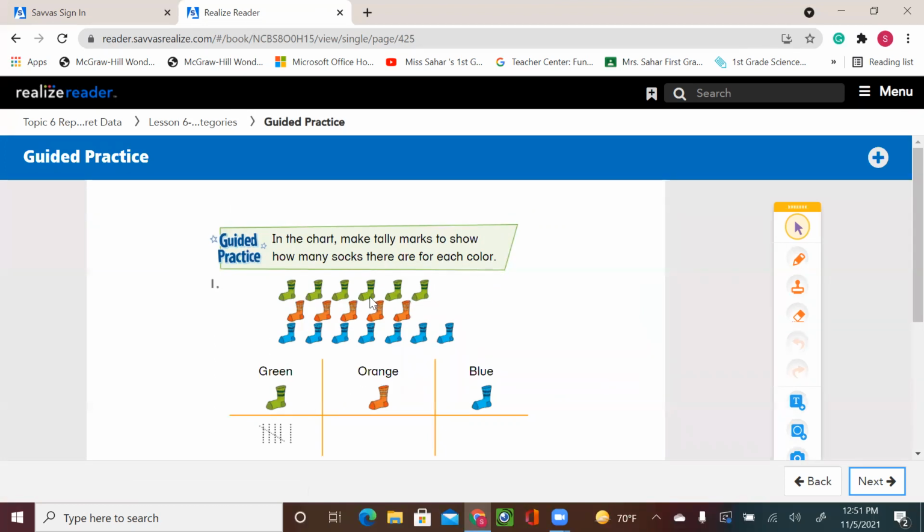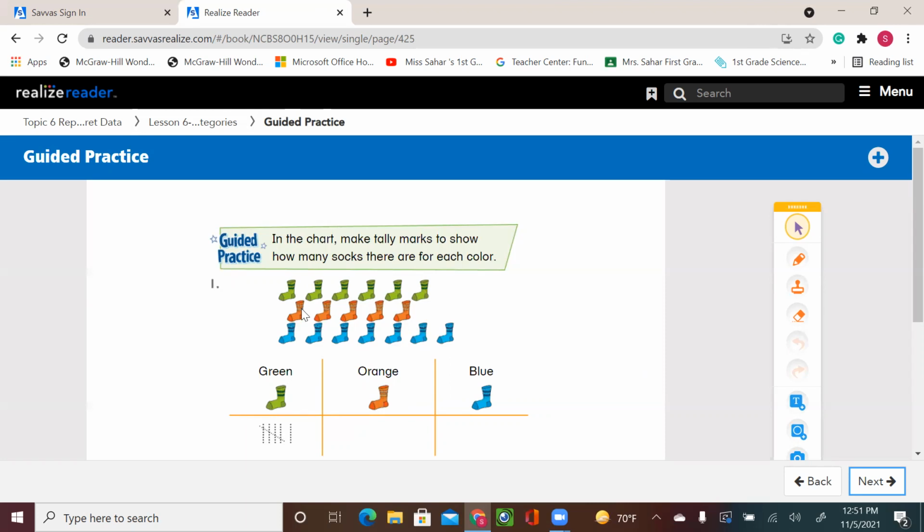So we have 3 colors, green, orange, and blue, and we need to make the tally marks that represent the number of socks. The first one is done for us, the green. I can tell without counting, there are 6 green socks. So look at 1, 2, 3, 4 straight lines, and then the 5th diagonal. So that's a set of 5 and 1 more. That means 6. So let's count. 1, 2, 3, 4, 5, 6.